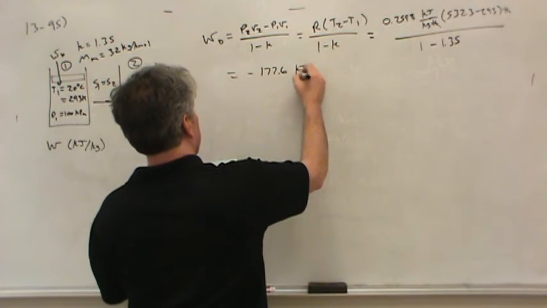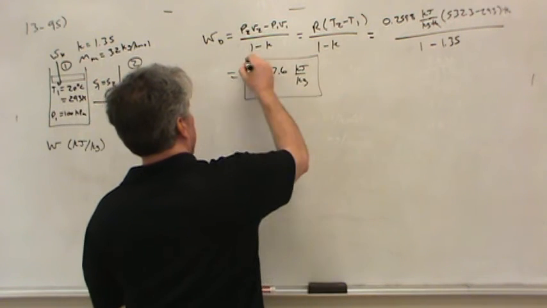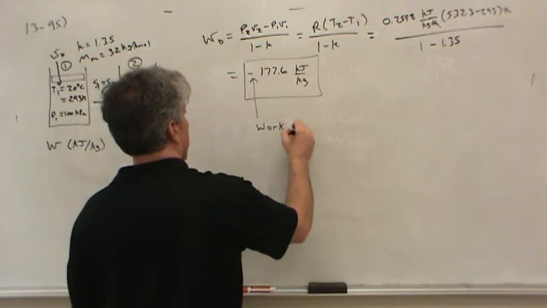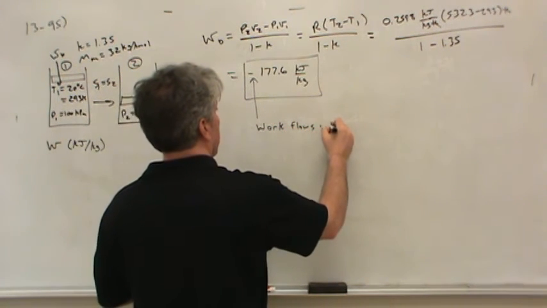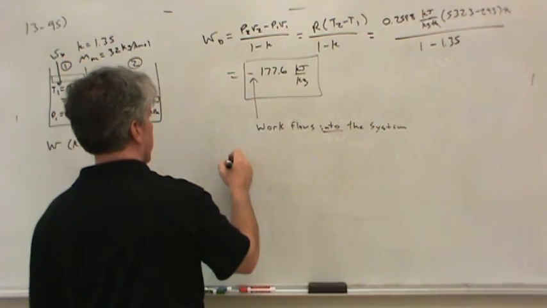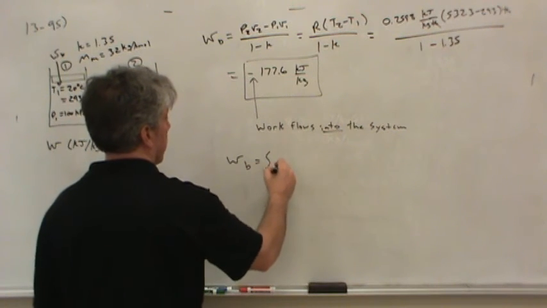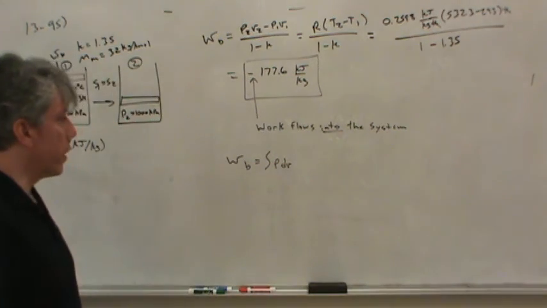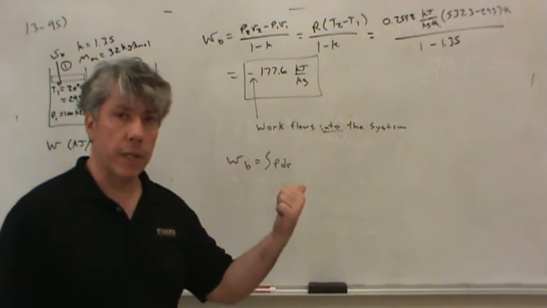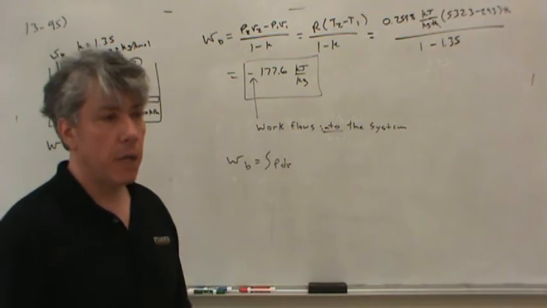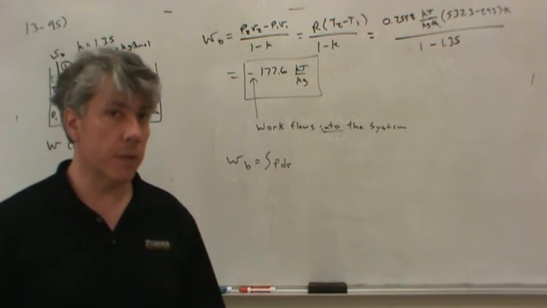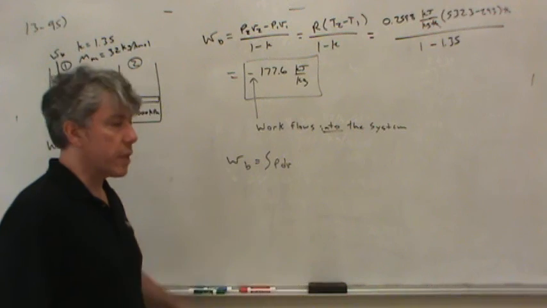177.6 kilojoules per kilogram. Now, this negative sign might concern you, but all that really means is work flows into the system. Remember the boundary work equation, which is that boundary work equals the integral of P dV. This boundary work equation has a sign associated with it, and that is that work out is positive and work into a system is negative. That's why in the past we've used a sign convention assuming that work out is positive. It's because then you kind of just expect that when you get to the boundary work equation.